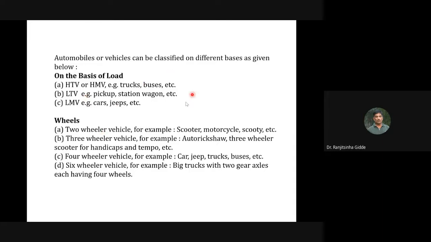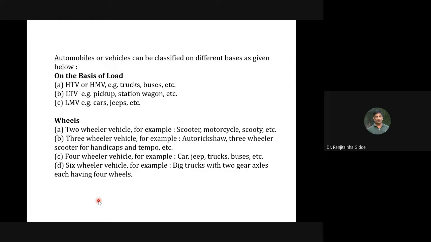Okay. So this classification is based on the load: heavy transport HTV, LTV, and LMV. Right. Then based on the wheels. The first type is two-wheeler vehicles: scooters, motorcycles, scooty, etc. There is no bicycle in this, otherwise some students may say bicycle is a two-wheeler. So this is about vehicles.